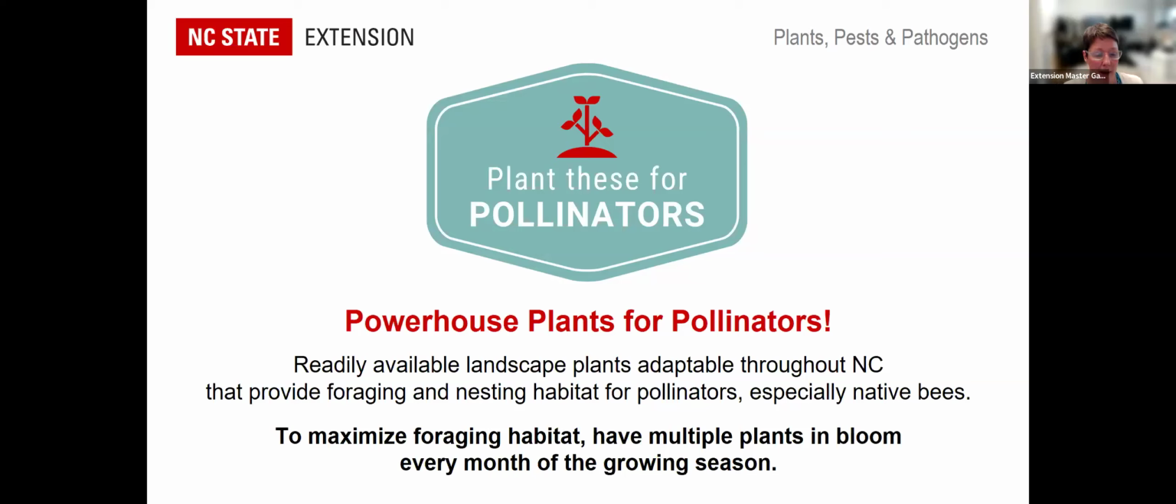Just a general tip to maximize foraging habitat. Foraging habitat is providing the nectar and pollen that pollinators need to survive and reproduce. So to maximize that, have multiple plants in bloom every month of the growing season. We're going to be featuring one plant each month, and hopefully that would be something you could add to your landscape, or maybe if you already have it, you would know, well, I've got that, so let me look for some other things.